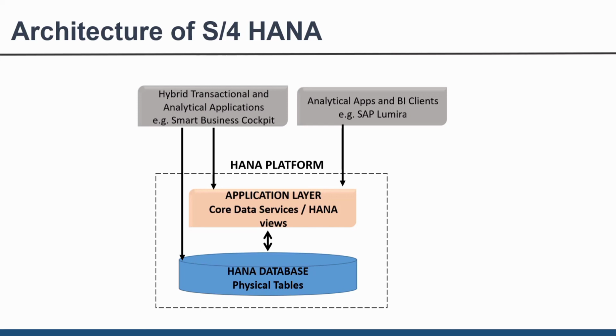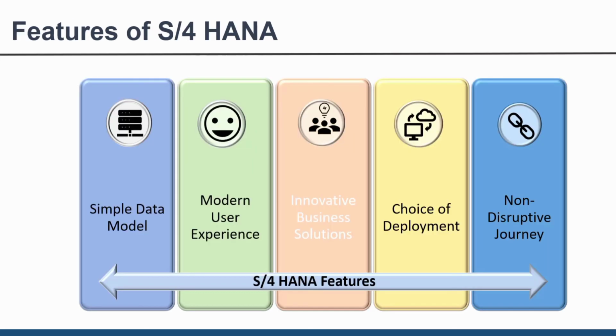And then on top of that, the third layer you can see is an application layer, wherein you can send the output of this to different front-end applications. It may be Fiori, it may be any other application like BI, BO or any other application. So this is the overall architecture of S4HANA.